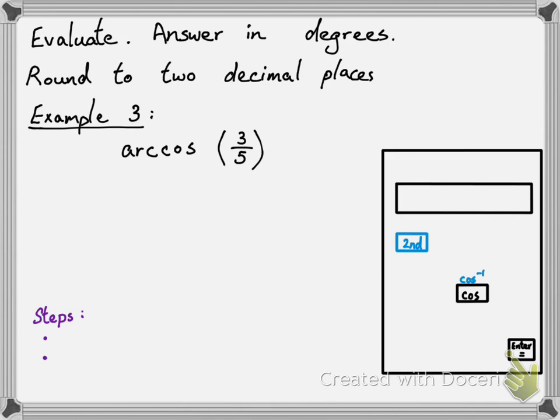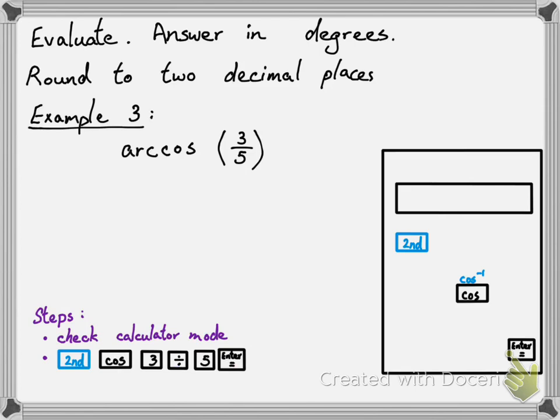Very good. The first thing is to check the calculator mode. Since we know that arc cosine is cosine inverse, we will press second cosine, that means cosine inverse of 3 divided by 5, enter, and the final answer is 53.13 degrees. Be sure you will include the unit in your final answer.